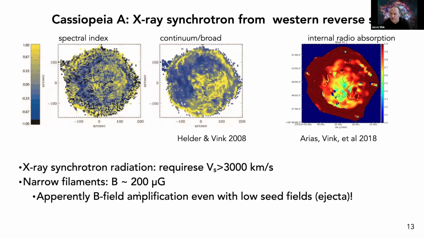I said to you that we have also a reverse shock. Usually it's not implied in particle acceleration, but it may actually be very important. And the most important case in that sense is Cas A. Here you see two plots from a paper by Eveline Helder, my PhD student at the time. Here you see the spectral index. Everything that is blue is probably thermally dominated, and everything that is yellow is probably non-thermally dominated, so X-ray synchrotron.